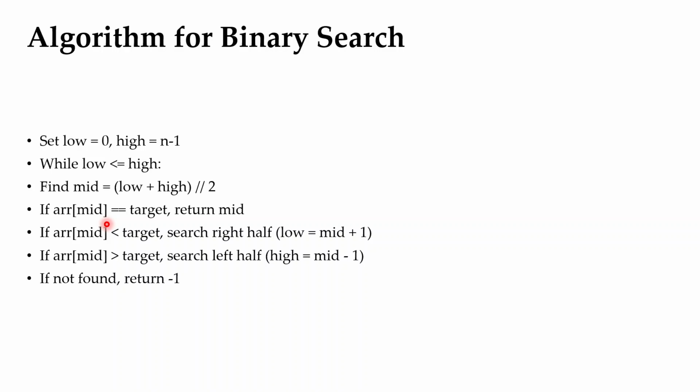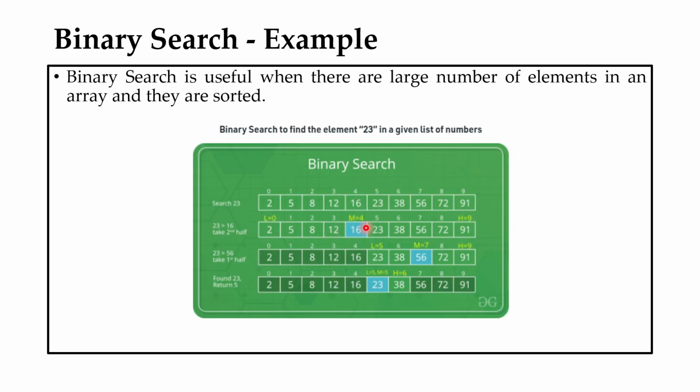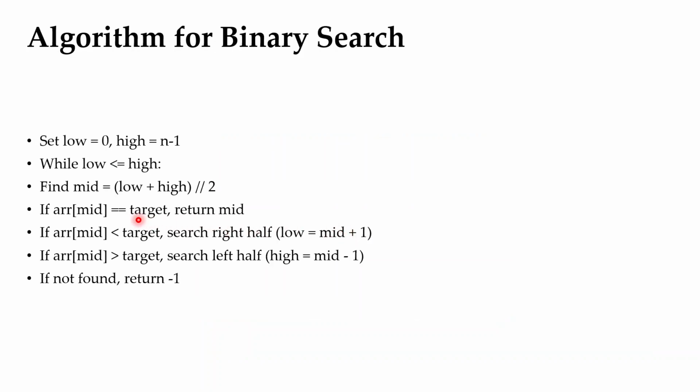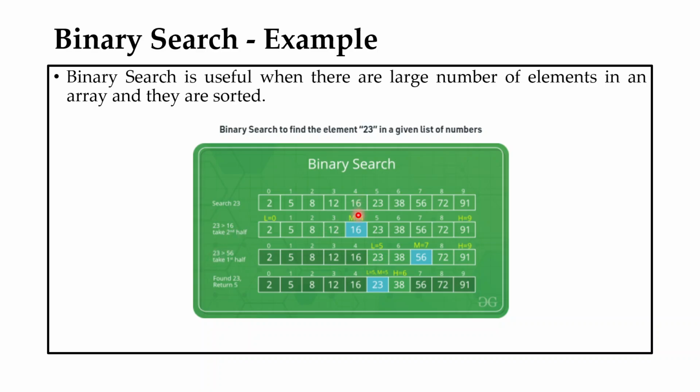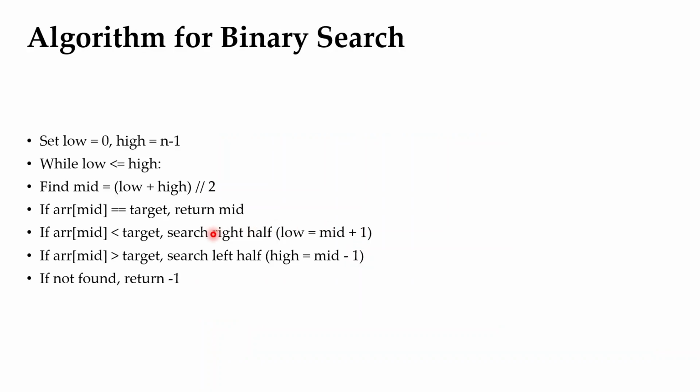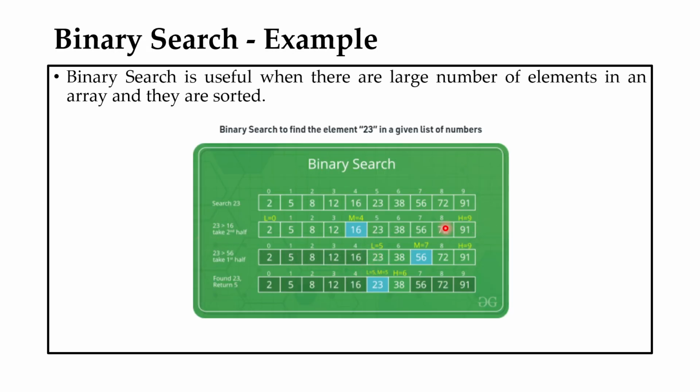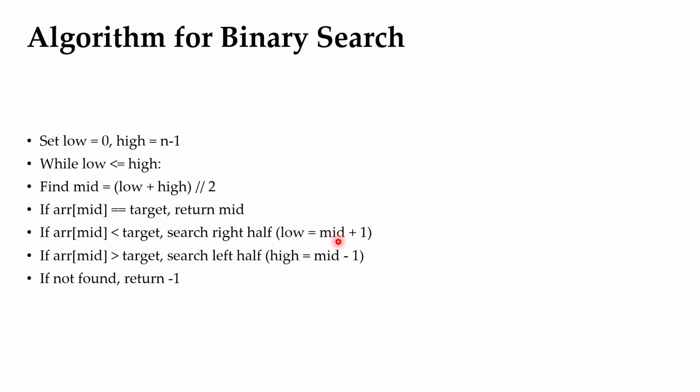If array of mid is equal to target. In our case it's not. Array of mid is 16 and target is 23. So I will go for the next case. If array of mid is lesser than the target. Array of mid, 16, is lesser than the target 23. So what happens there? I will search in the right half. So low is equal to mid plus 1.